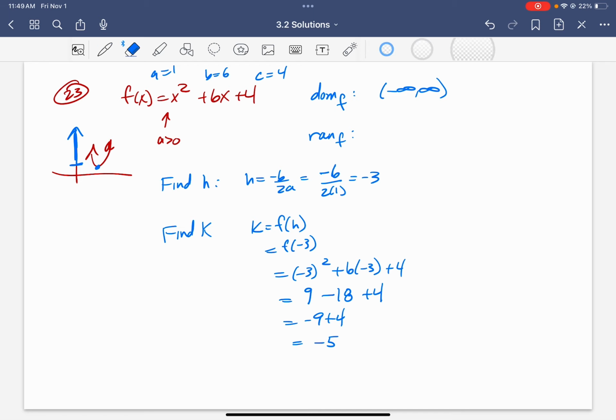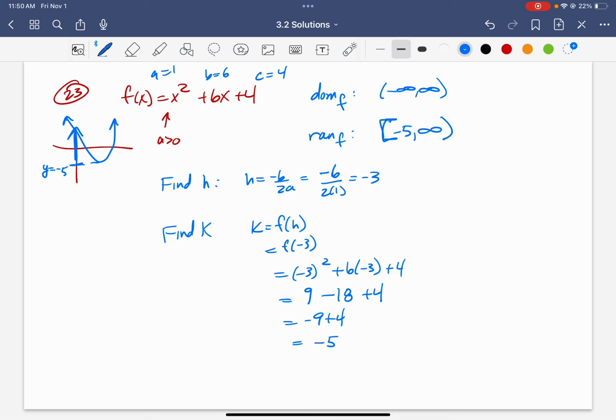So my function actually is down here. So I can grab this and make it go up this way. My function actually does something like this, where the bottom of it is down here at y is equal to negative 5, and it opens up. So that means my range is negative 5 and then everything above it. So it includes, but we never include infinity because it's not a number. That's 23.